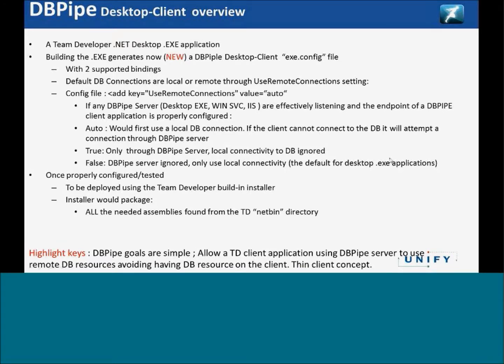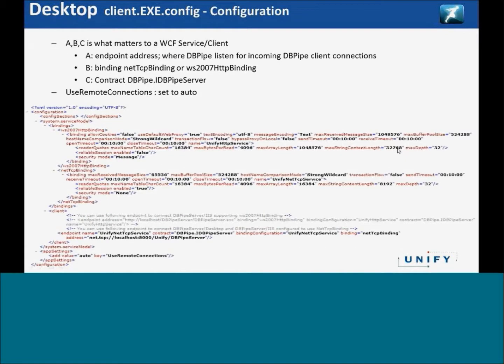Again, the goal is very simple. It's just to avoid having client components on the local machine where you execute the application. In WCF, the ABC keyword is what matters. So the address is very important. The server uses bindings, like NetTCP and WS 2007 HTTP binding. Those are the two bindings that we actually support. There are many more bindings exposed in WCF, but we only use those ones.